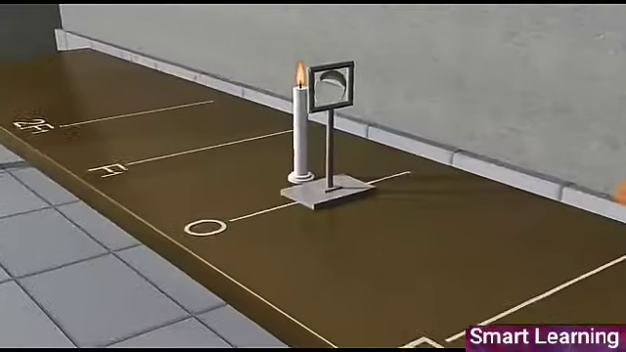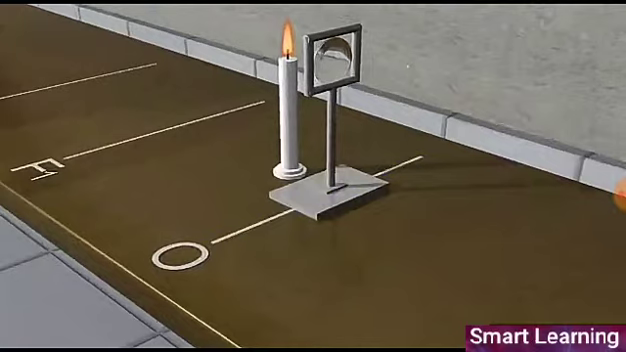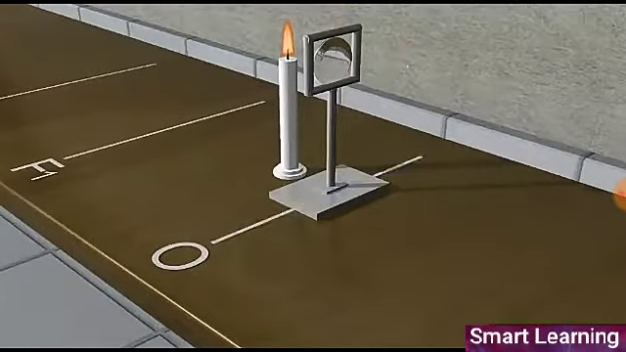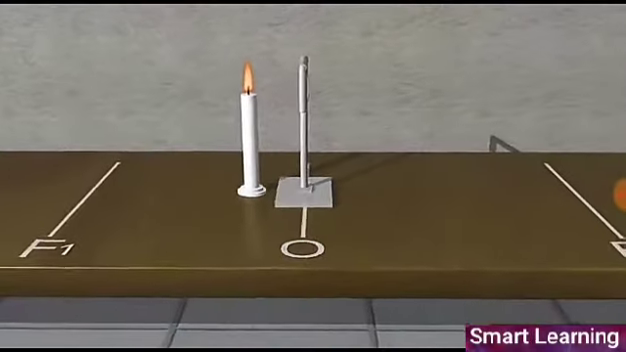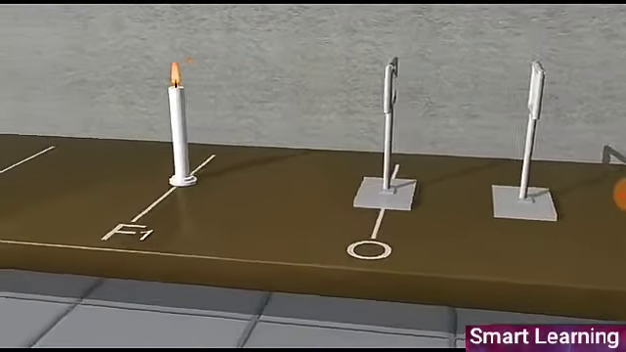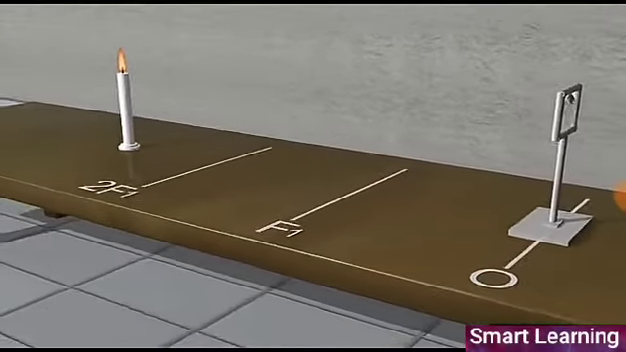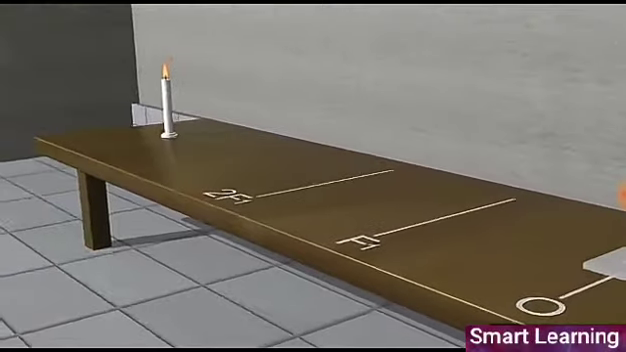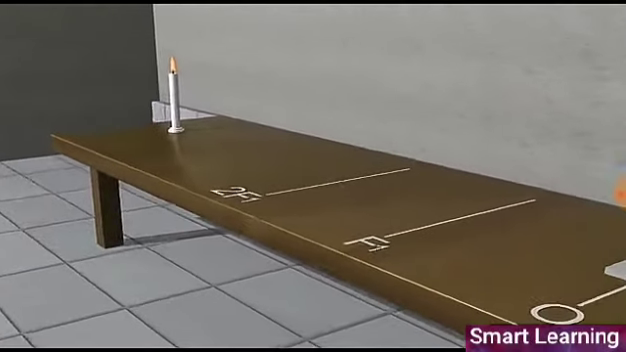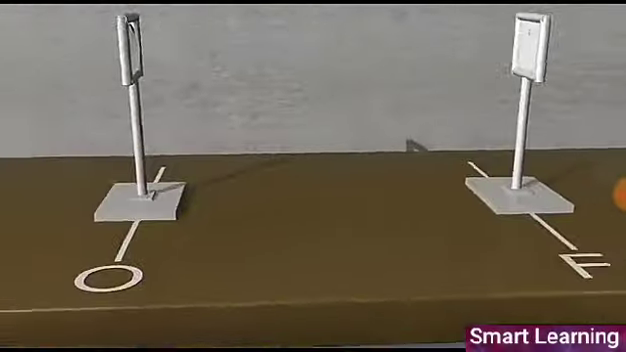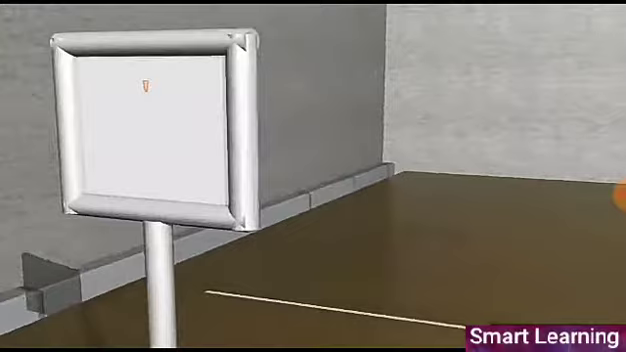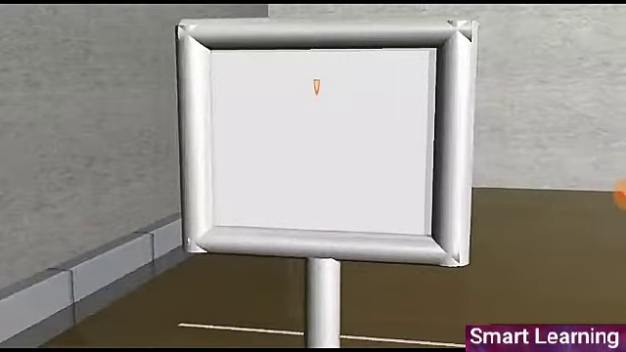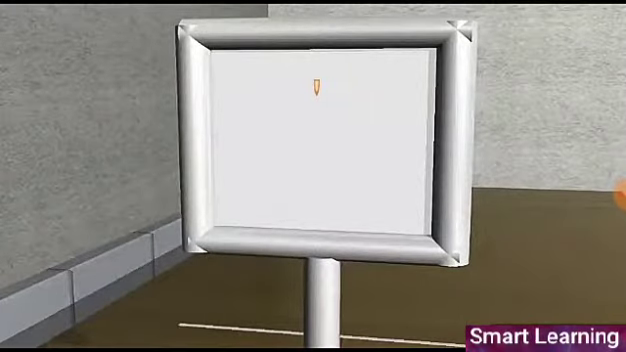Now, place the lens on an optical bench. Place it on the central line such that the optical center of the lens lies just over the line. Place a burning candle on one side of it. First, the candle is placed far behind the 2f1, that is at infinity. The image is formed at the focus of the other side, that is f2, and it is highly diminished, point-sized, real and inverted.